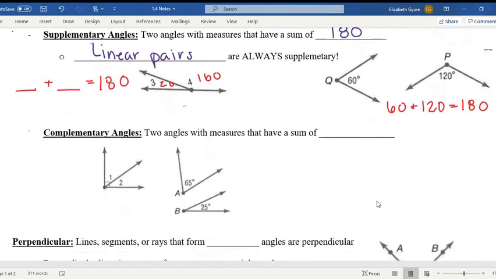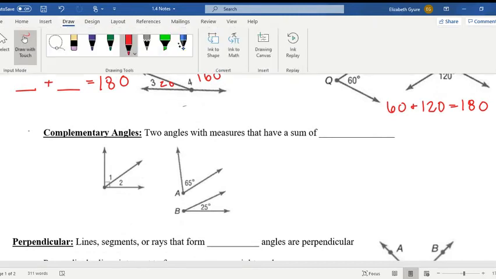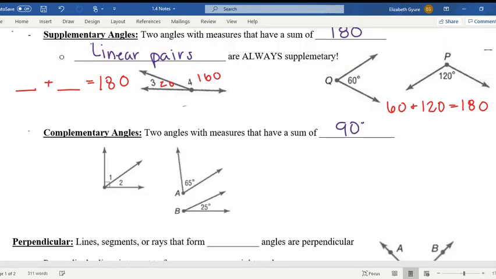A similar vocab word, again, you've probably heard of it before, is complementary. These are two angles with measures that have a sum of 90 degrees. So again, these two diagrams are both complementary angles. It doesn't matter if they're attached or not. They don't have to be adjacent.